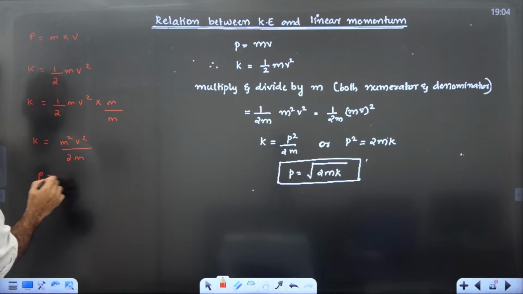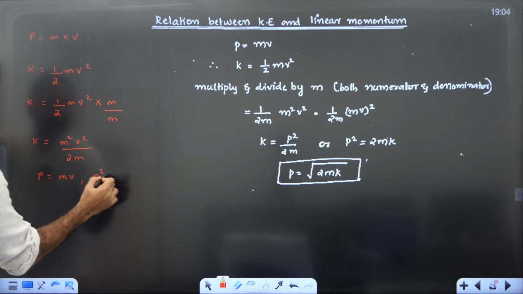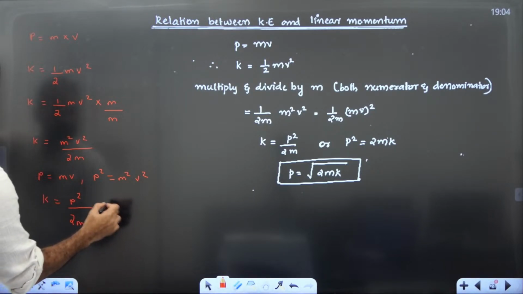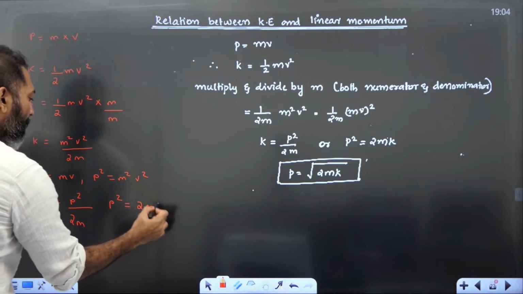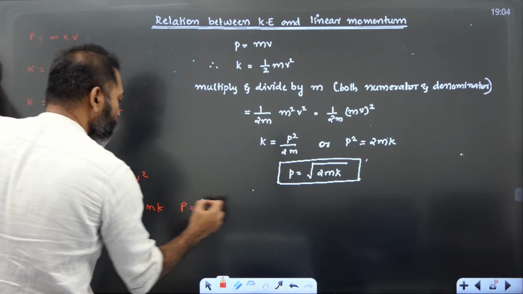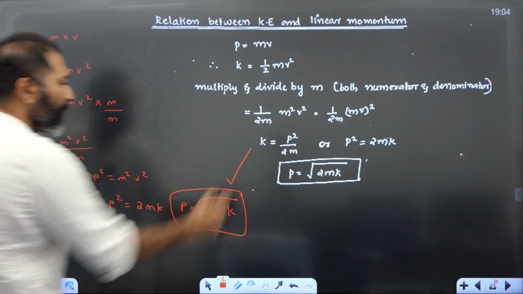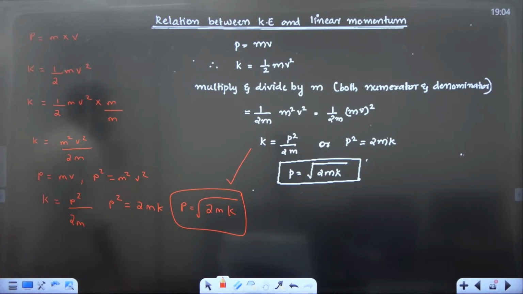Momentum P equal to mass into velocity. P square equal to m square v square. So kinetic energy is equal to P square by 2m. So P square equal to 2mK. P equal to root 2mK. So momentum P equal to root 2mK. What is the relation between kinetic energy and linear momentum? P equal to root 2mK. Makkale, this is very important. You can expect problems based on this.